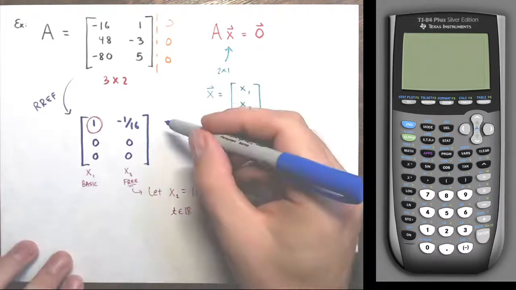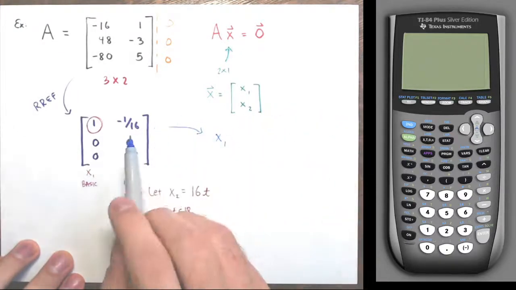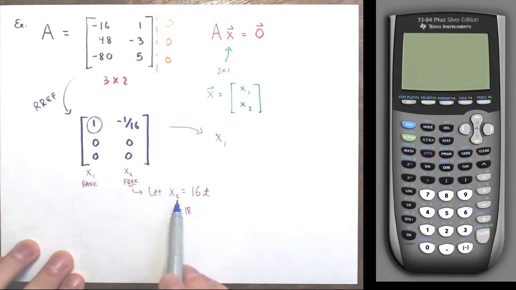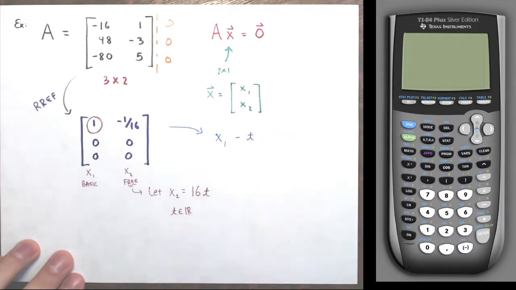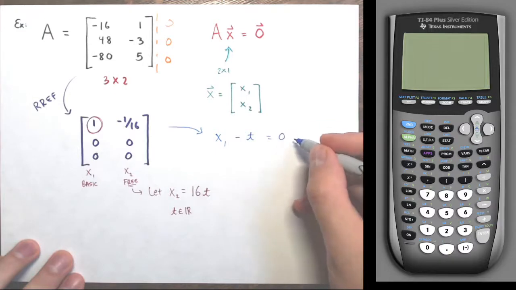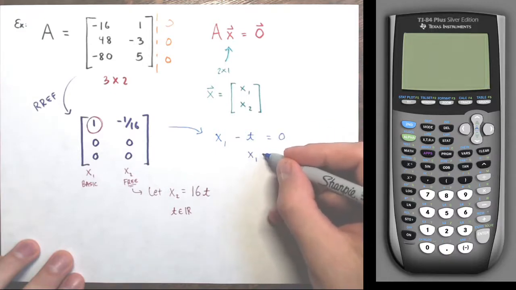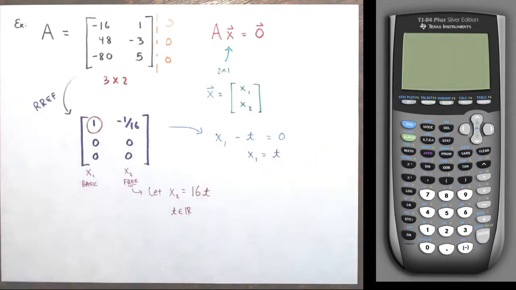Okay, so then from this first row, I'm seeing that x1, then minus 1/16 times x2, so 1/16 times 16t, so that's just minus t. Again, the whole reason I replaced x2 with 16t will be equal to 0. And solving for x1 in terms of the free variable t, this parameter t, x1 would be equal to t. Right. So now all my variables x1 and x2 are in terms of this free variable t.